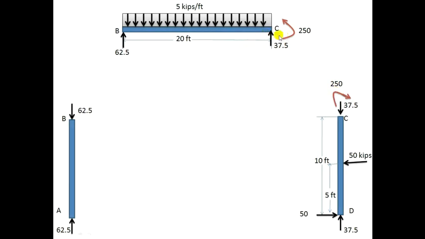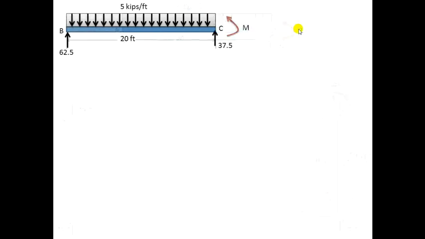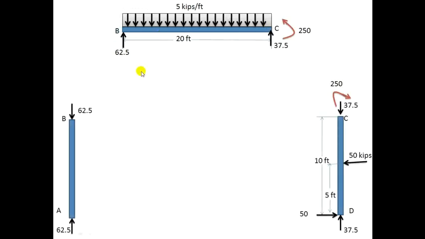This M we can also find from here by taking moment at any point, B or C. We will get 250. You can check it by yourself. And now I will take these members for drawing the SFD and BMD diagrams.